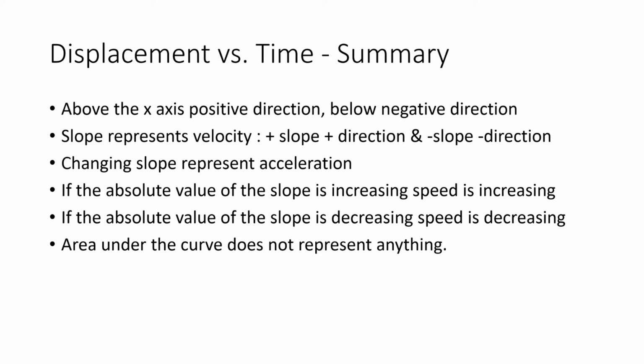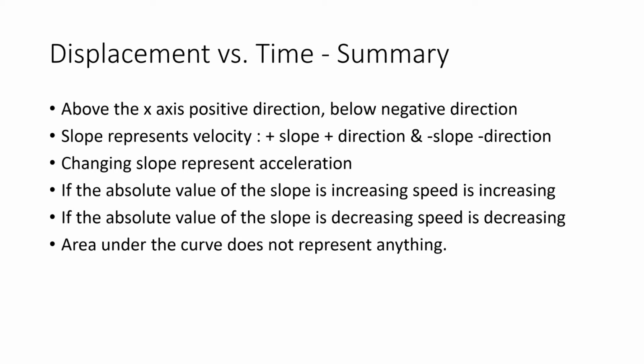So if it's above the x-axis, it's going to be the positive direction, below is going to be the negative direction. The slope is going to represent the velocity. A positive slope means the velocity is in the positive direction, and a negative slope means the velocity is in the negative direction. So changing slope represents acceleration.